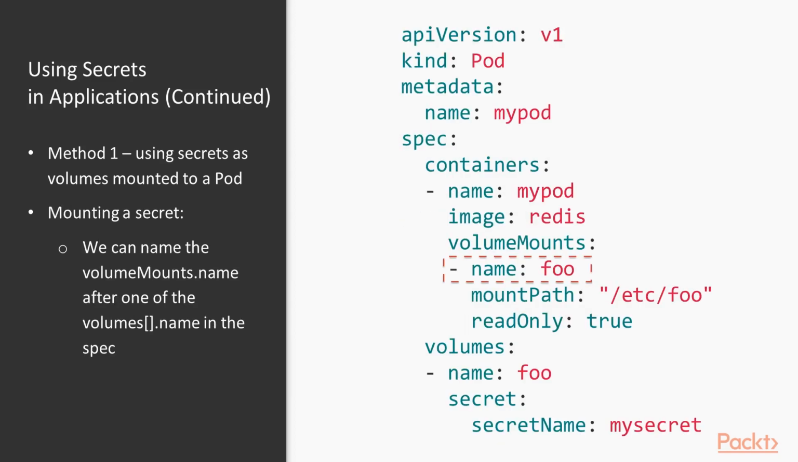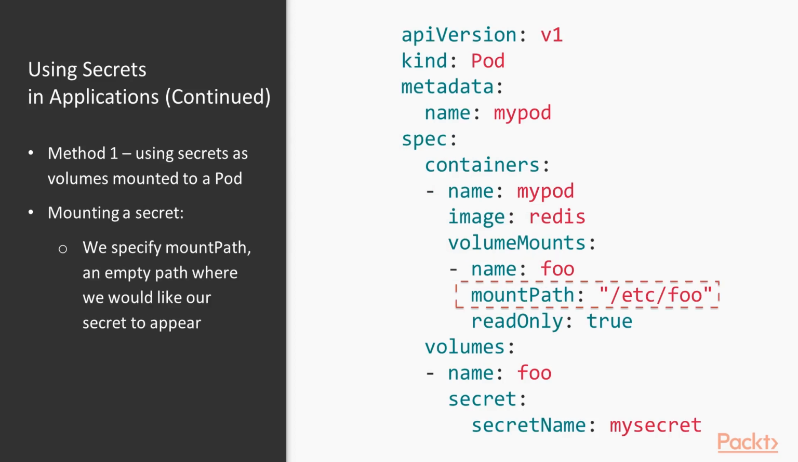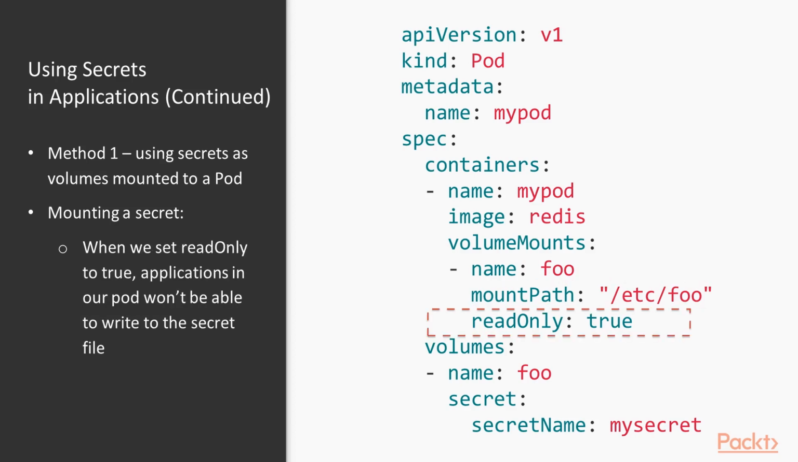We can name the volumeMounts.name after one of the volumes.name in the spec. We specify mountPath, an empty path where we would like our secret to appear. When we set readOnly to true, applications in our pod won't be able to write to the secret file.